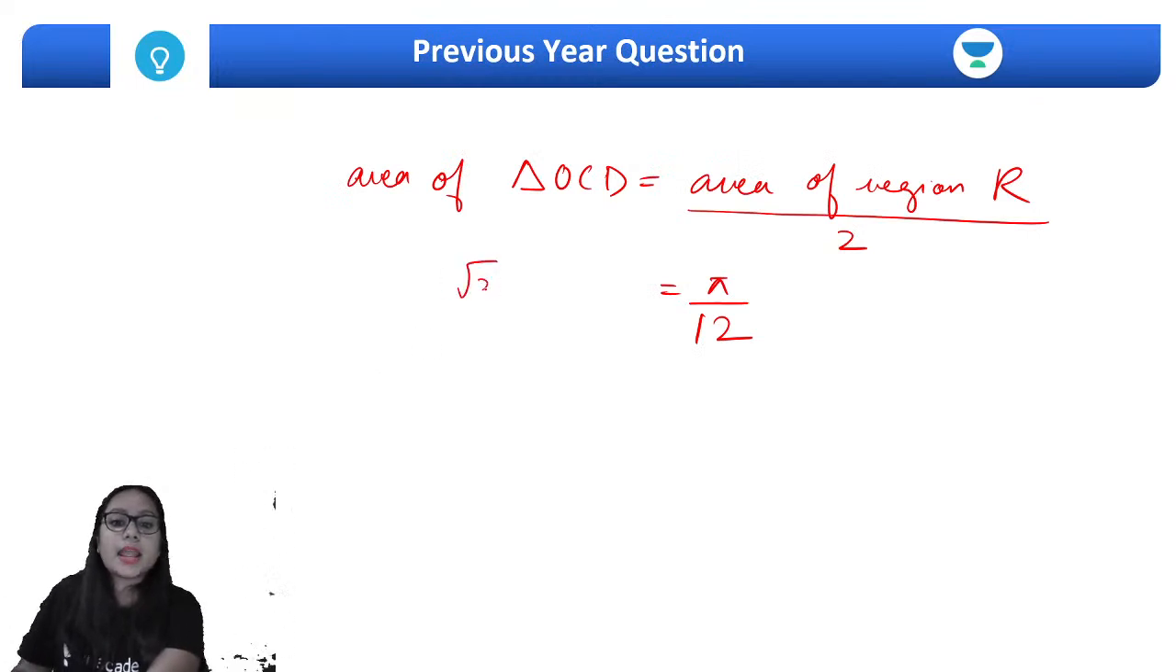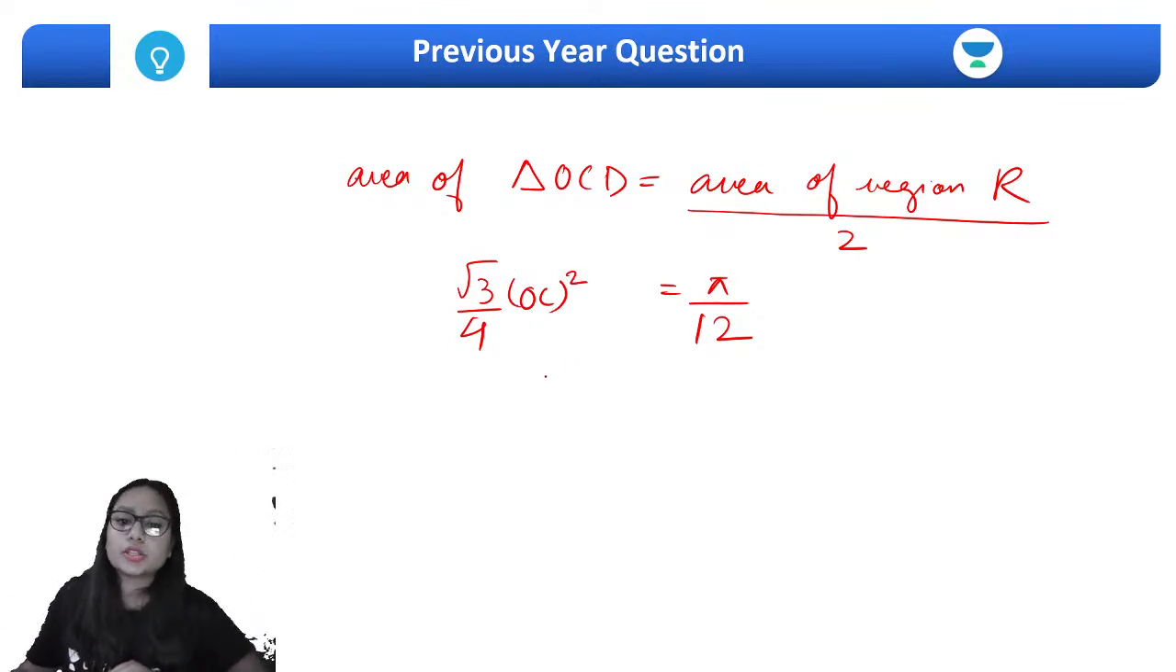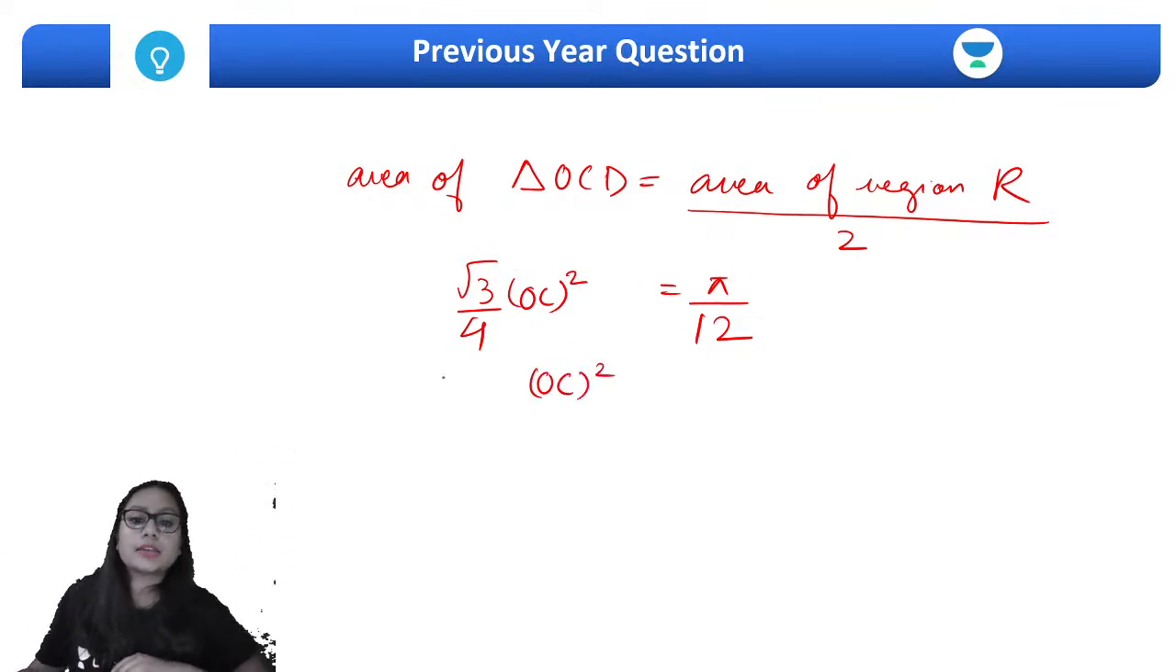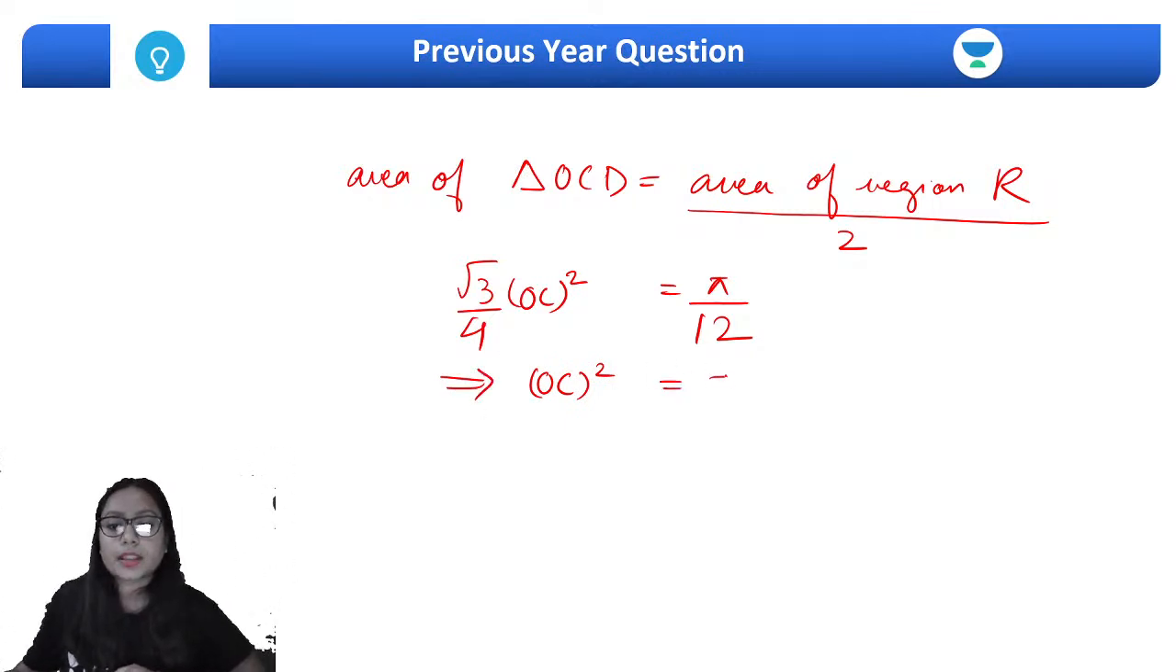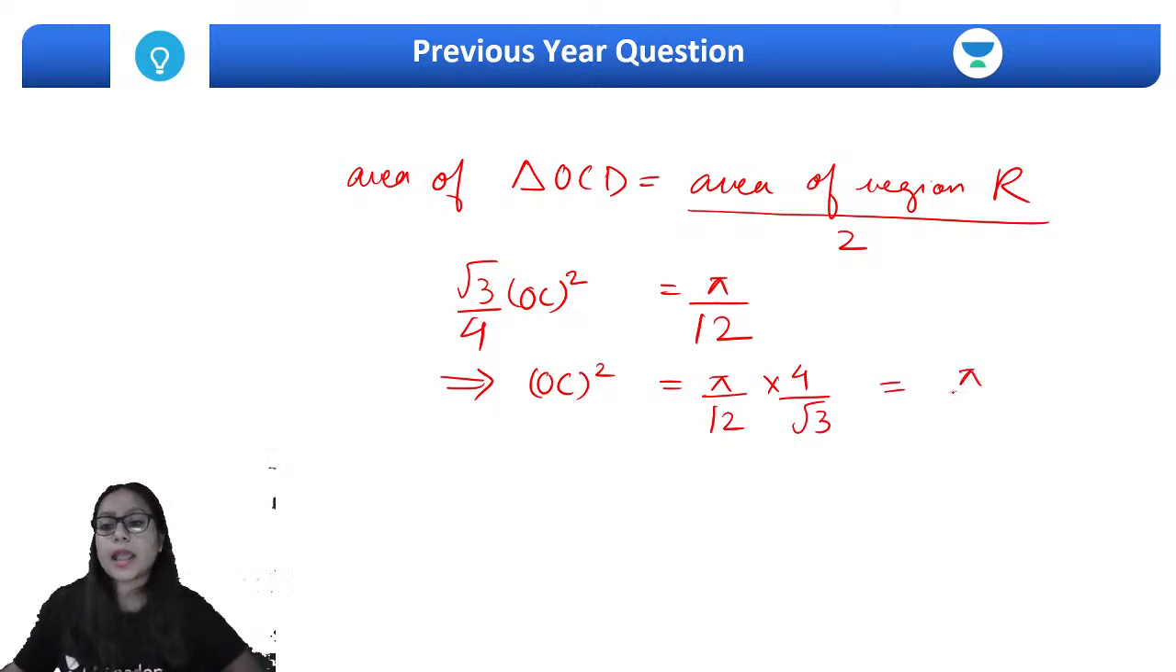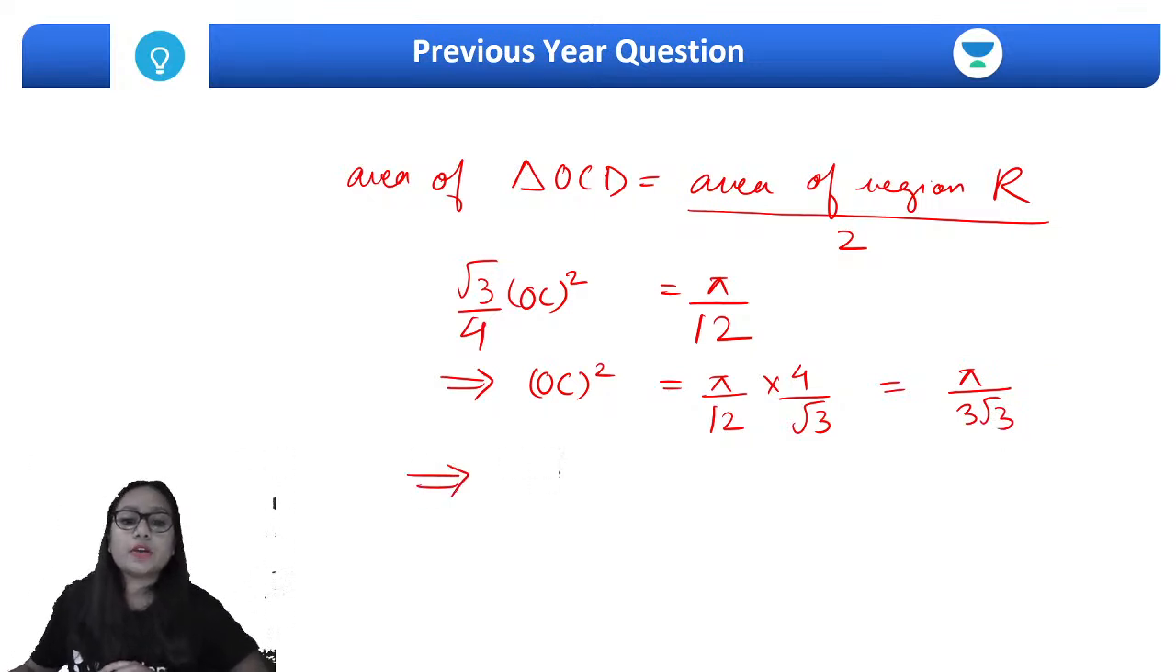So from here I have root 3 by 4 into side, that is OC square, is equal to pi by 12. So from here we can calculate the value of OC square as pi by 12 into 4 upon root 3. So this will give me pi upon 3 root 3. Now since I have to find the value of OC, the value of OC would be equal to pi upon 3 root 3 raised to the power 1 by 2.